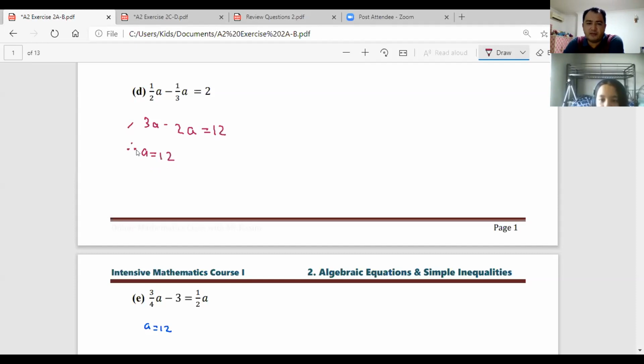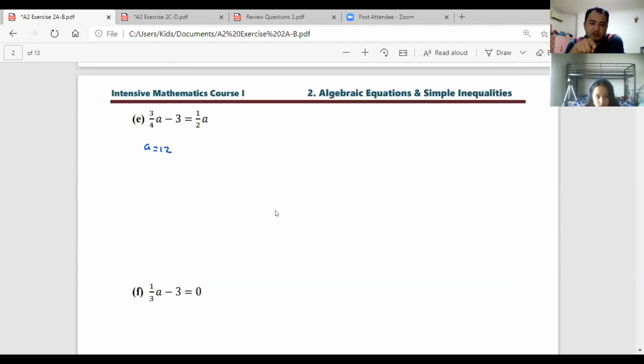Okay, we need to find A, right? As you see here, if you substitute 12 for A in the equation and evaluate this, it will be equal to 2. You can check this. 1/2 times 12 is 6. 1/3 times 12 is 4. 6 minus 4 is 2. Well, that's correct. Okay, scroll down.